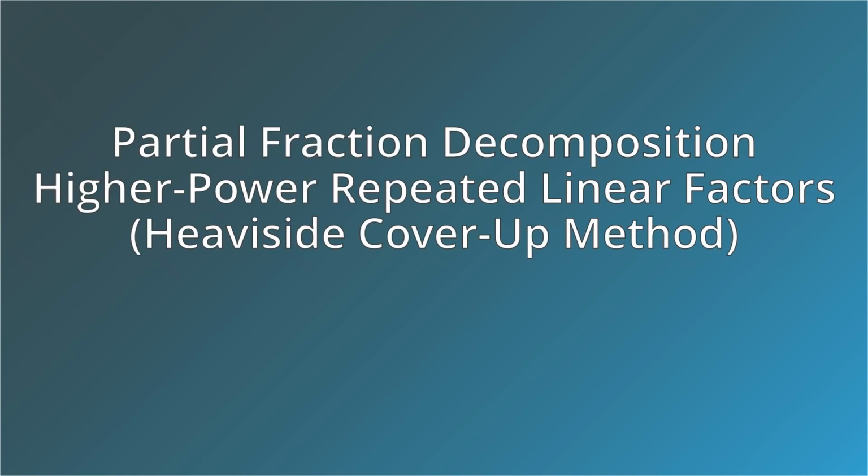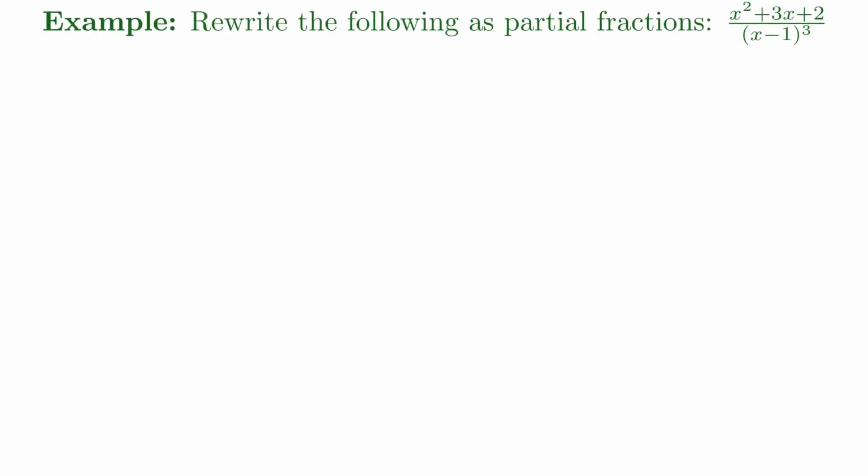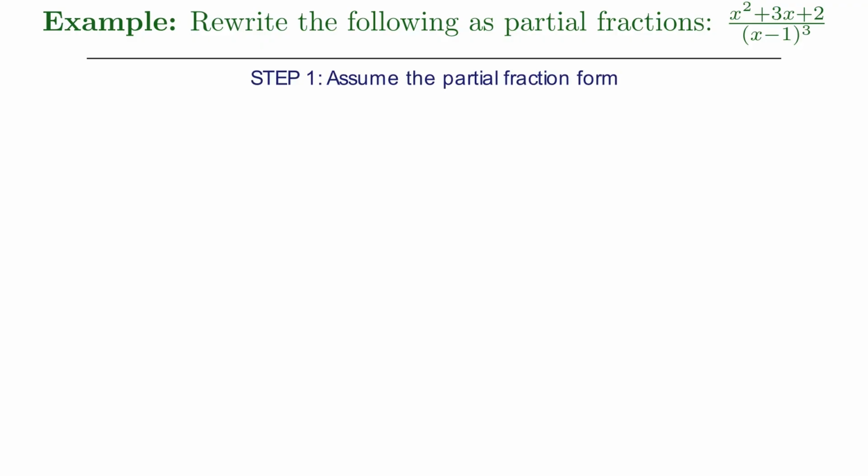In this video, I'm performing partial fraction decomposition with repeated linear terms using the Heaviside method. For this example, take x squared plus 3x plus 2 over x minus 1 cubed. The first step is to assume the partial fraction form using the table.